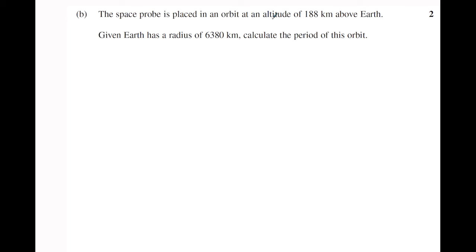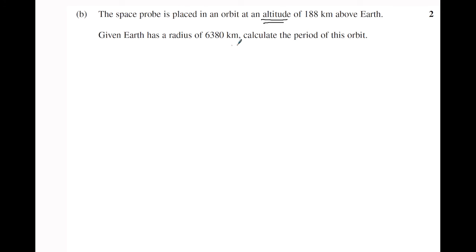It's placed in orbit at an altitude of 188 kilometers. That's the first thing you need to note. When you see the altitude, you know we are not talking about the radius here. This is simply the height of the space probe above the Earth's surface. So when you determine the radius, you know automatically it's not just 188 kilometers. It's 188 kilometers plus the radius of the Earth.